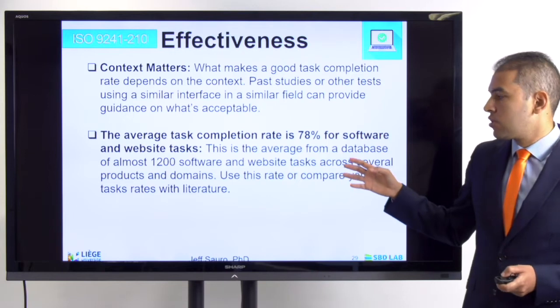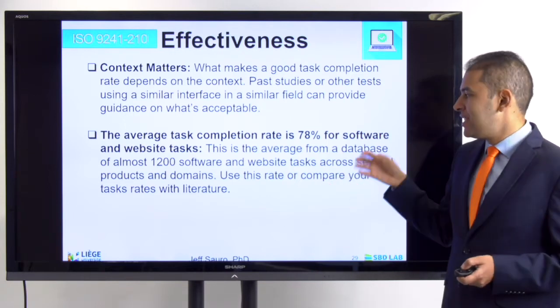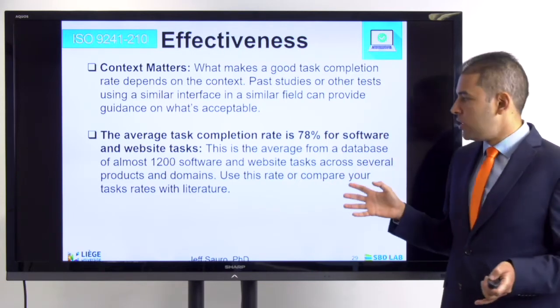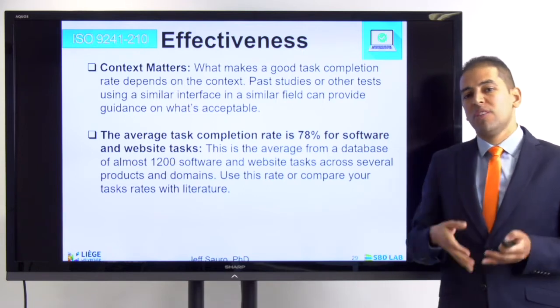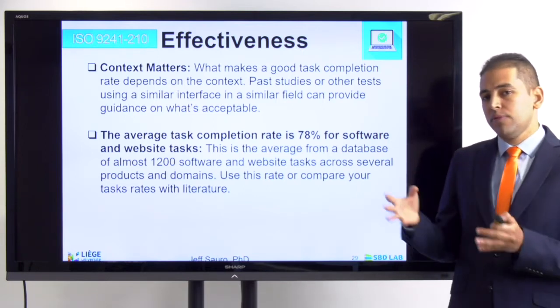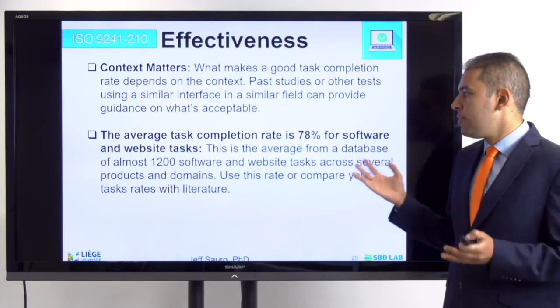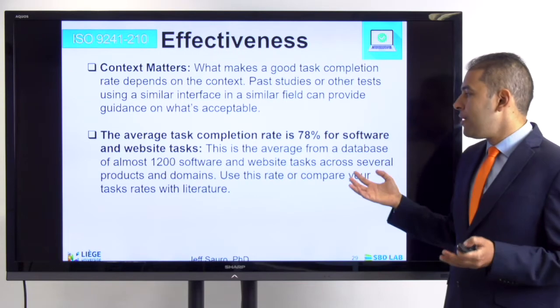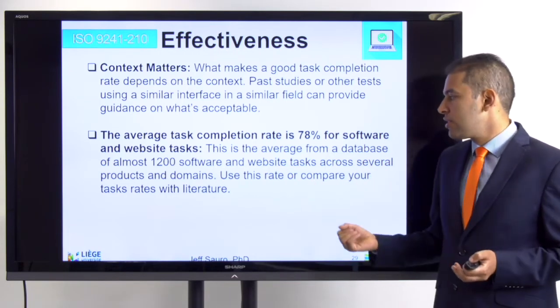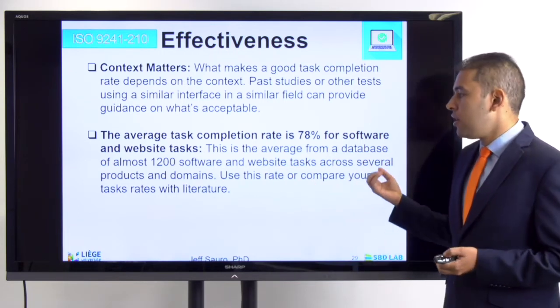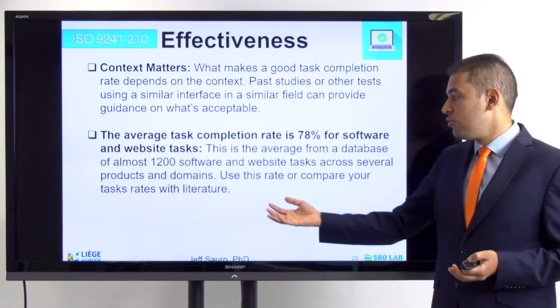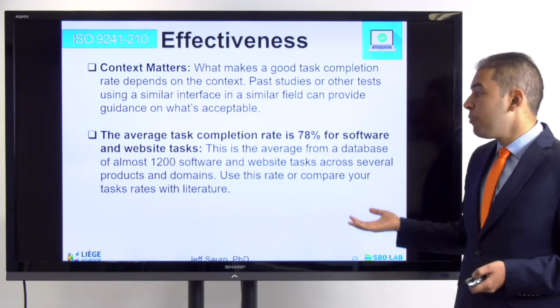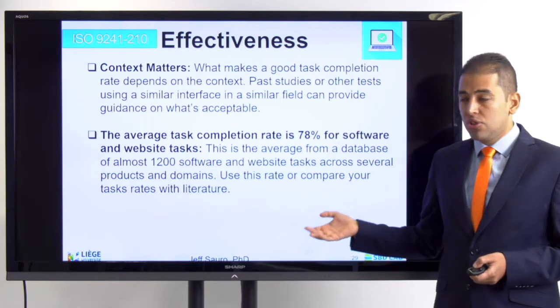Also, the average task completion rate in general is 78% for software and websites. So for example, if we are talking here about a solution that is an application or a software or a website, we're talking here about an average of 78%. Where is this coming from? It's mainly coming from a database of almost 1,200 software and website tasks that are tested across several products and domains. Use this rate or compare your task rates with the literature according to that.